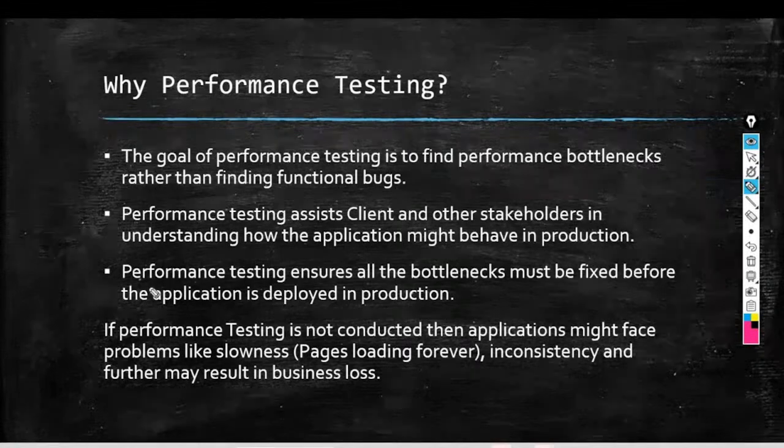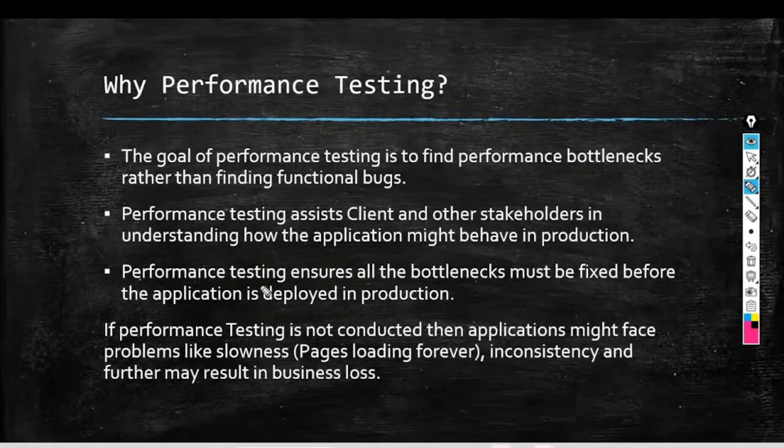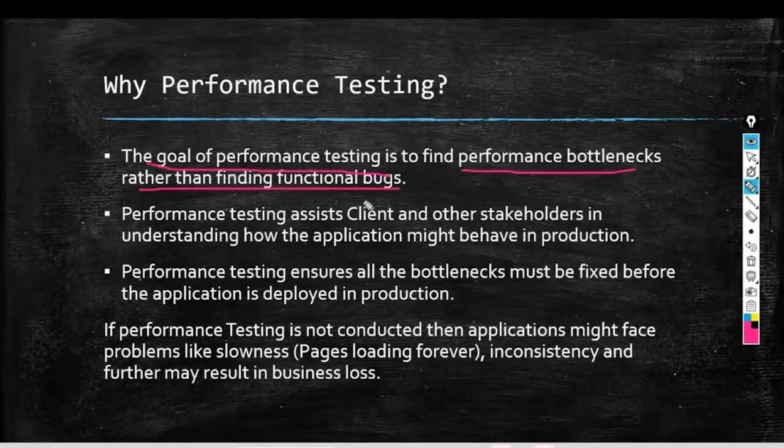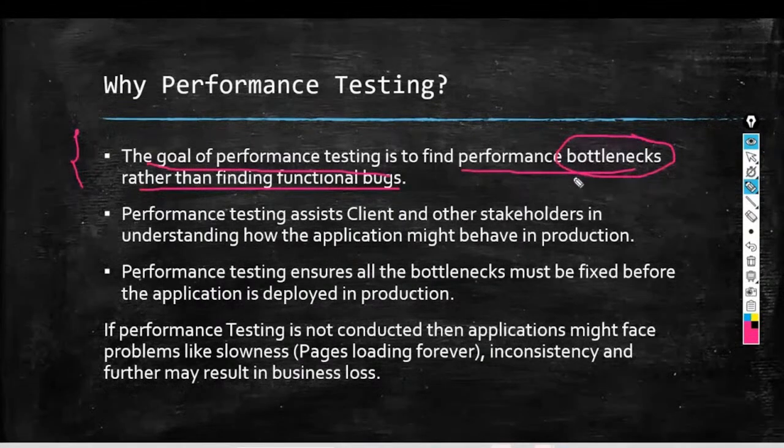So the goal of performance testing is to find the performance bottlenecks rather than finding functional bugs. This is a very, very important point. We will not focus on functionality, guys. We will focus on the performance bugs. Bottleneck means a performance issue. In performance testing terminology, we call it a bottleneck, instead of issue.